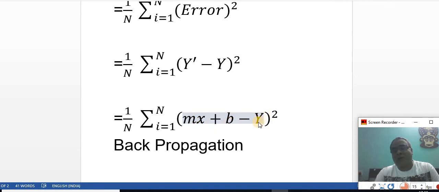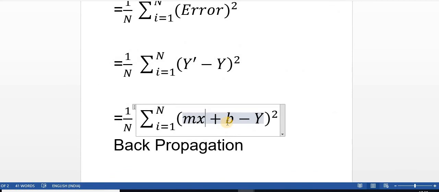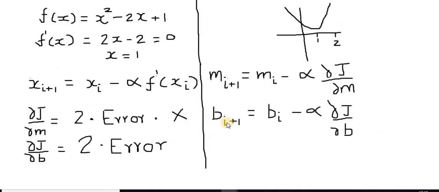What is the derivative of b? Here y and mx are constants. The only variable is the bias b. The derivative of b is 1. So that's why you got these two equations. Dou j by dou m is 2 into error into x, and dou j by dou b is 2 into error.